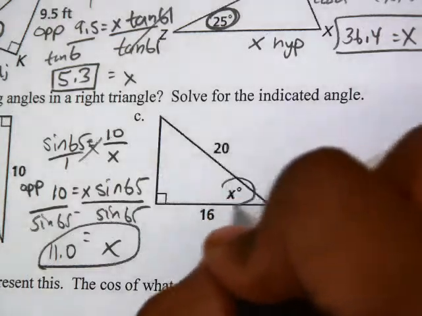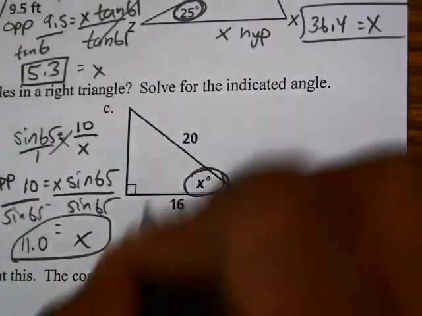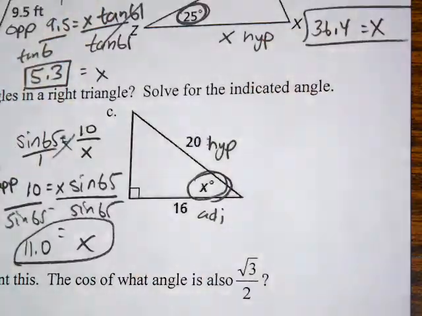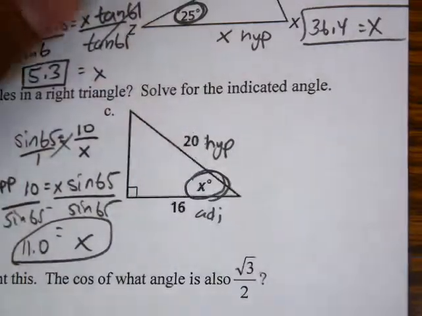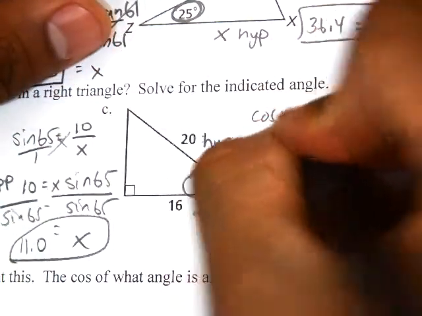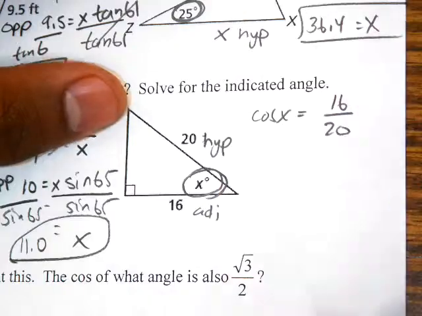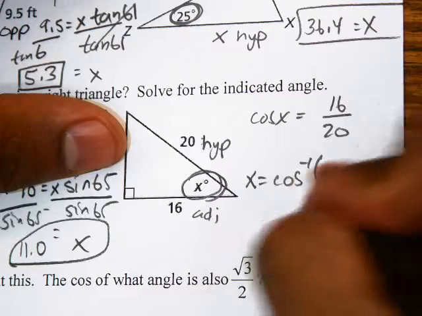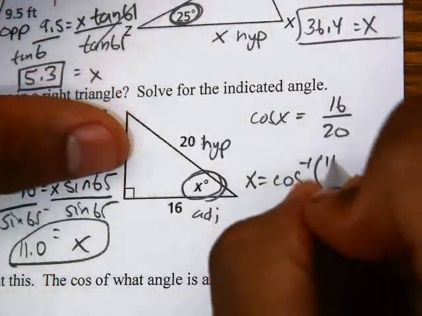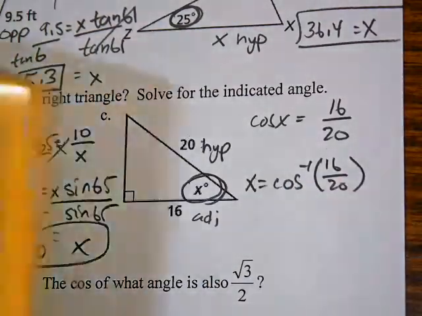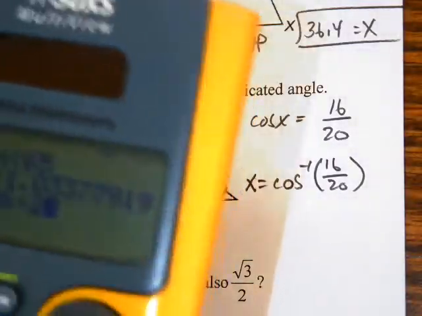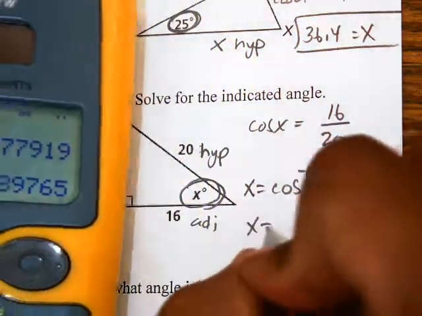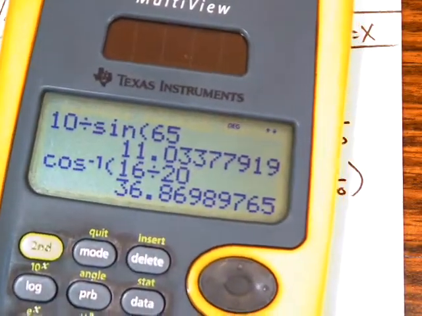Part C. There's my angle. 16 is adjacent, it's right next to my x, and 20 is the hypotenuse across from the 90 degrees. So I use cosine. So the cosine of x equals 16 over 20. So again, I'm solving for a missing angle. I need to use the inverse function. I need to use the inverse cosine of 16 over 20. Again, normal convention is to round to the nearest whole number on angles, so that's close to 37 degrees.